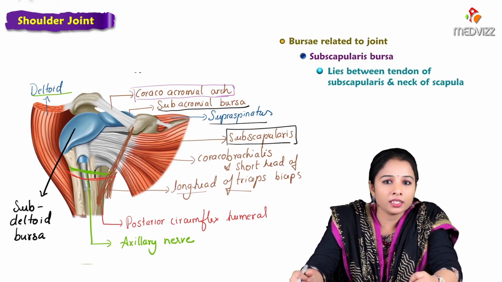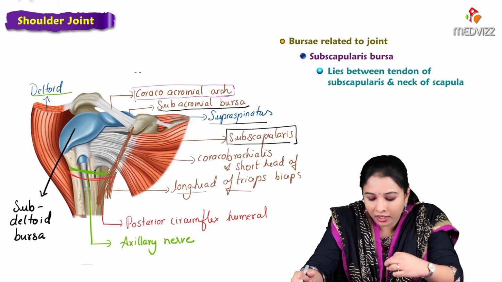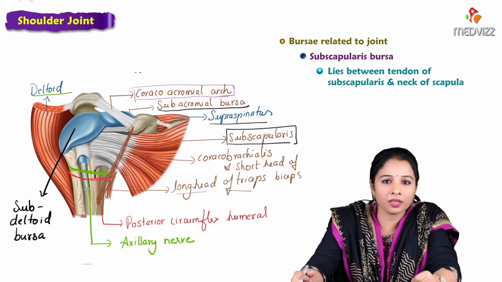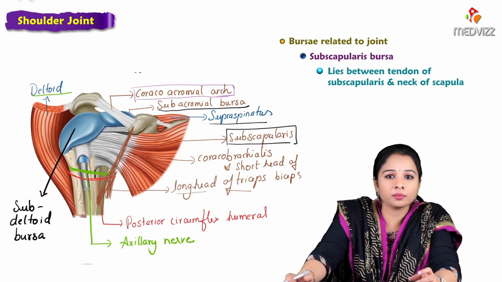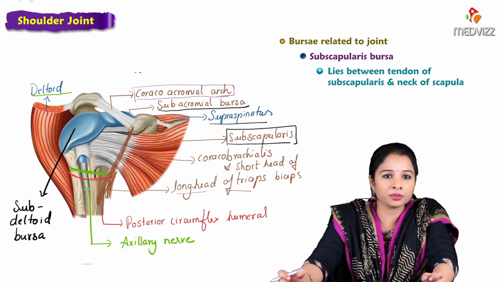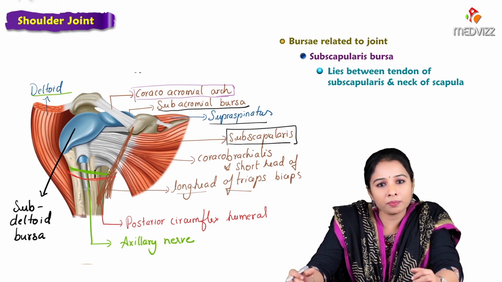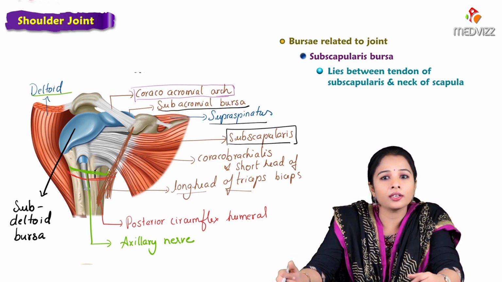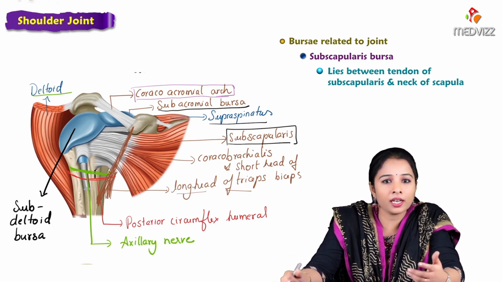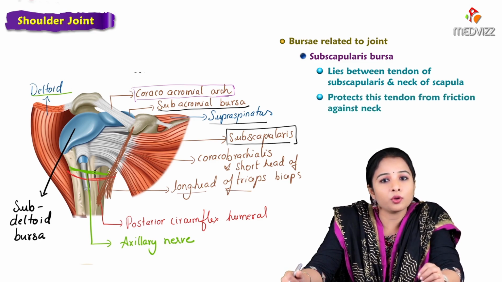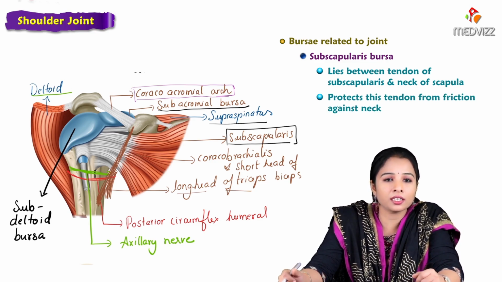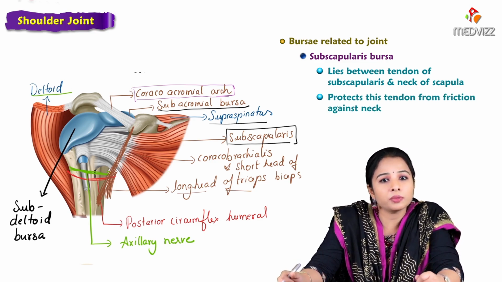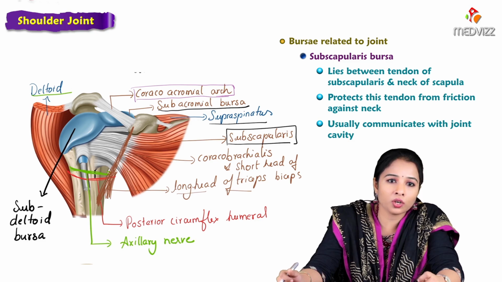Next is the subscapularis bursa. It lies related to the tendon of the subscapularis. Here in this picture we can see the subscapularis muscle. If we reflect the subscapularis muscle, we can see the subscapularis bursa. It is present between the neck of the scapula, just near the glenoid cavity of the scapula, and the subscapularis muscle. It protects the subscapularis tendon from friction against the neck of the scapula.